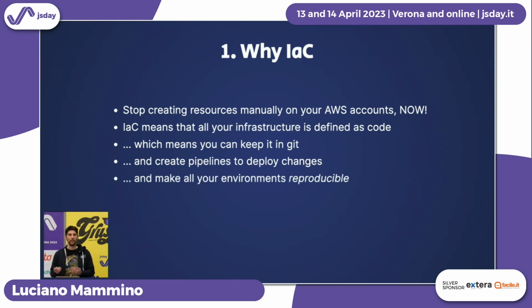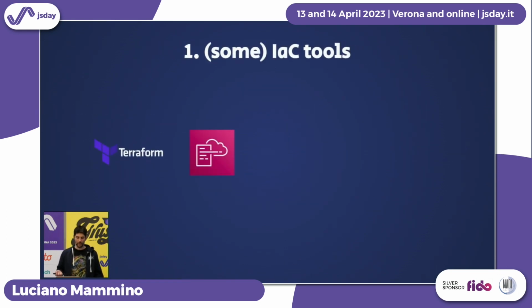And that creates another benefit, which is that you will have all your environments easily reproducible. So if you're using a development account to try something new, when you want to bring those changes to production, you will have the confidence that you will end up with the same kind of setup that you used in development mode. But how do we do infrastructure as code?